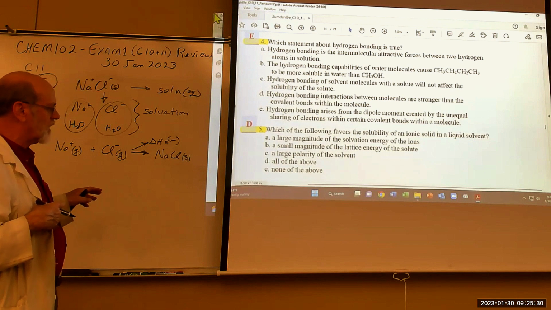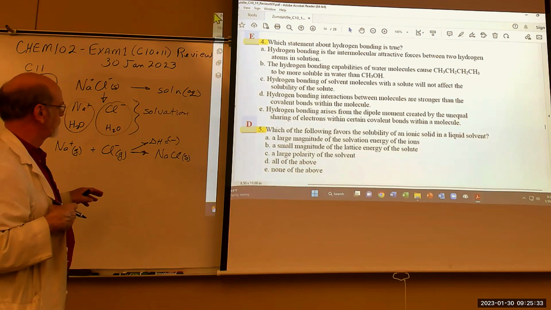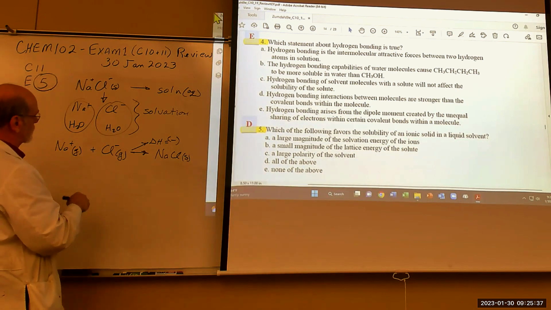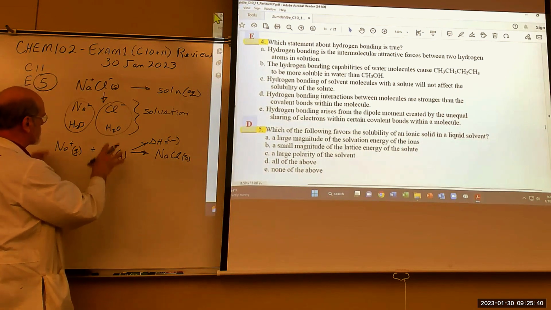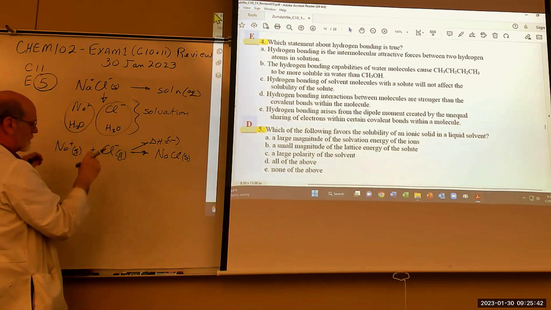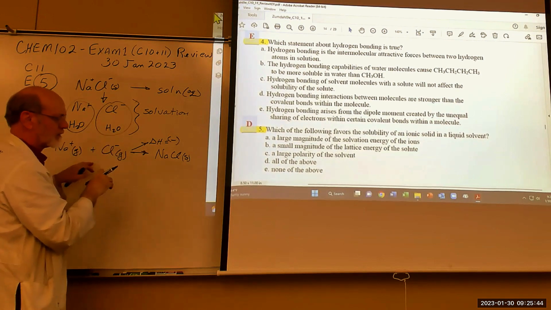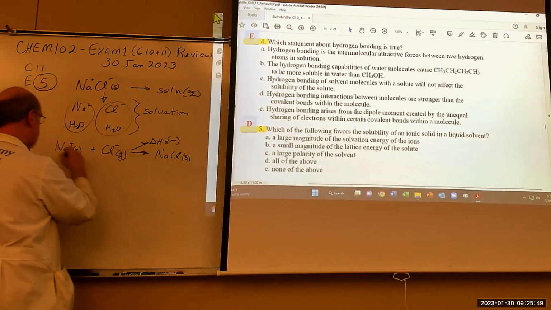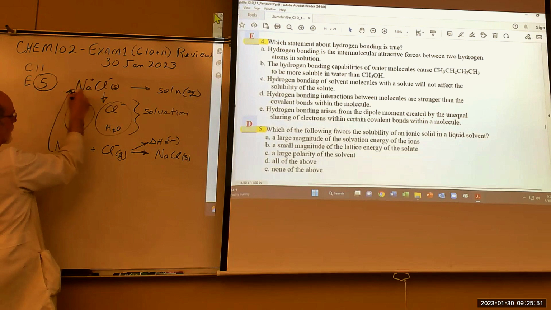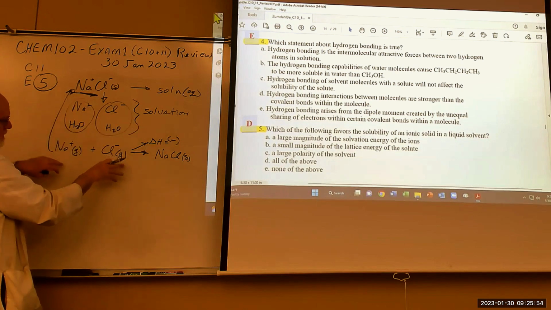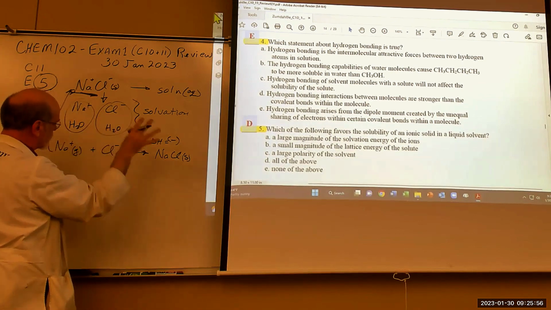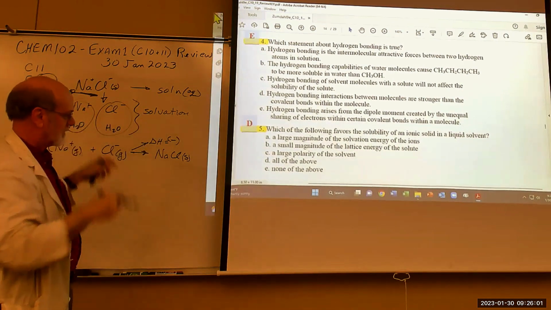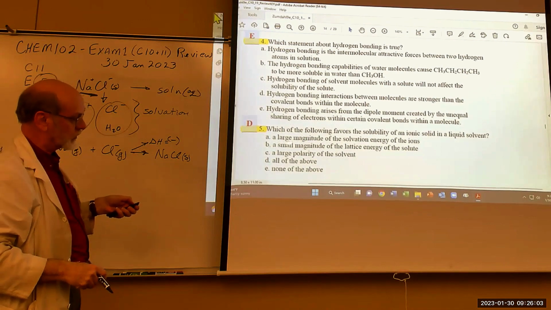Large polarity of the solvent. Well, actually, the solvation energy is drawing them together. With a small lattice energy, it's easy to get them apart. So this attributes that change right there, right? A small amount of energy is required to get them apart, then you get a lot of energy back by solvation, right? So that covers these two, and they're both true.